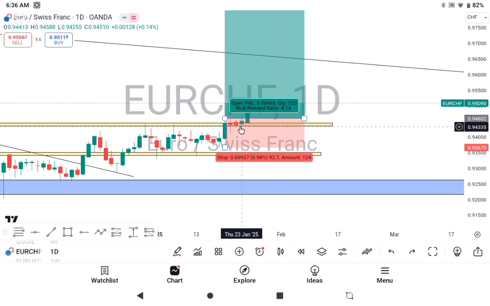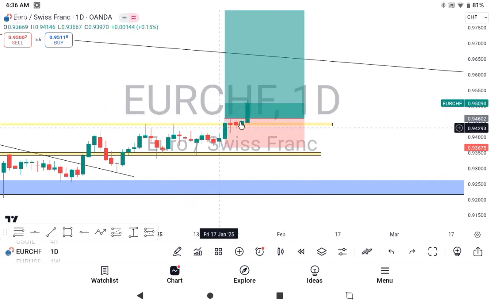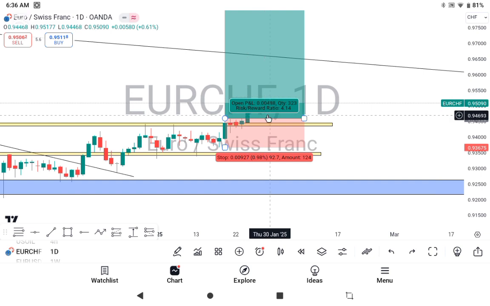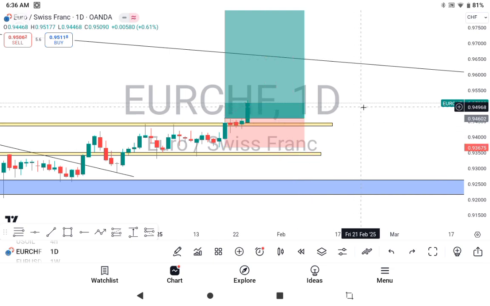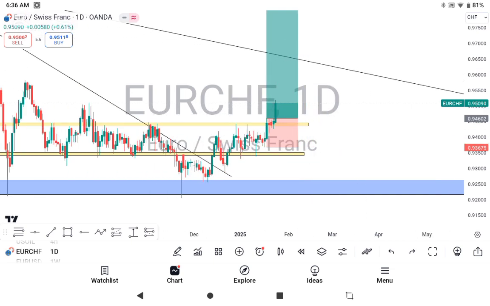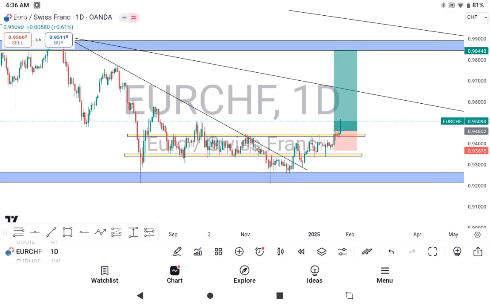But mind you, this was a resistance. Previous resistance should turn support, and we should continue. It might not happen now. It might get here before pushing back down again. Let me adjust the screen properly.